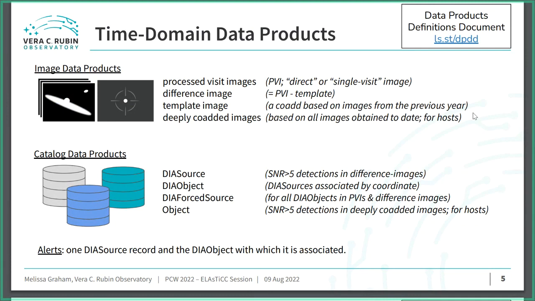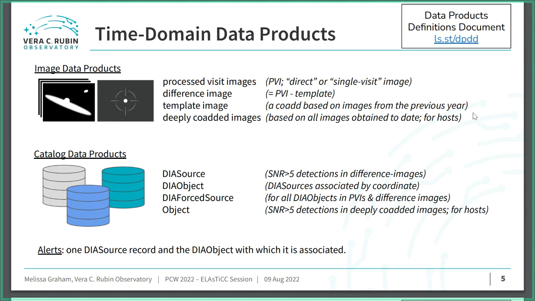Then we have the difference images that we just talked about, the template images, and the deeply coadded images. The first 3 are sort of obvious in how they relate to time domain data products, but I've included those deeply coadded images in this list because that's where you get the host galaxy and the populations from, so the context for your transient of interest. So those are the image data products that we would expect you to be using for transient science.